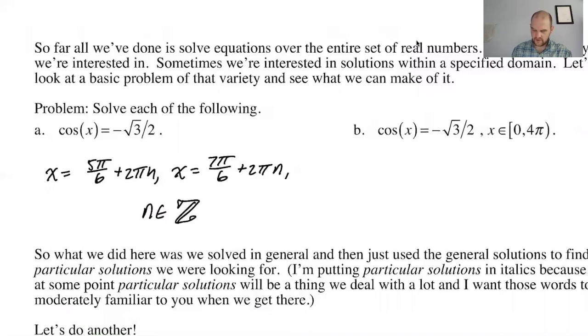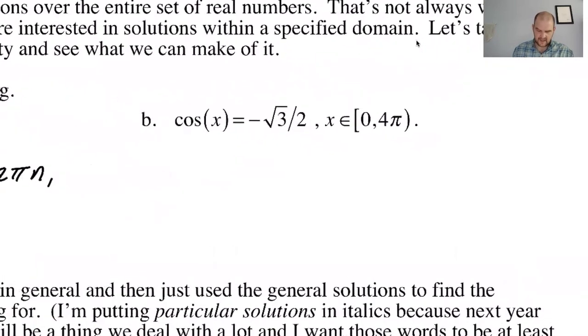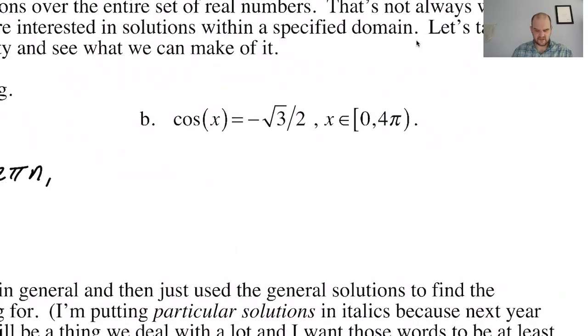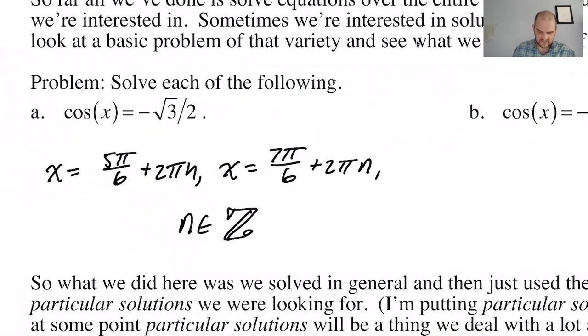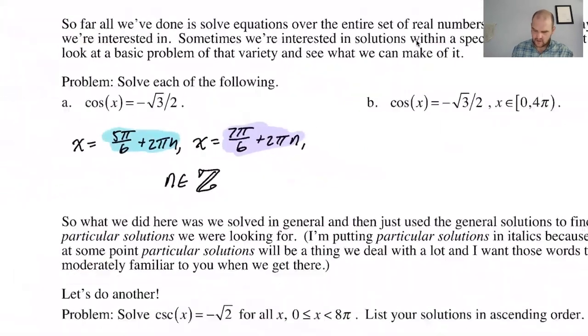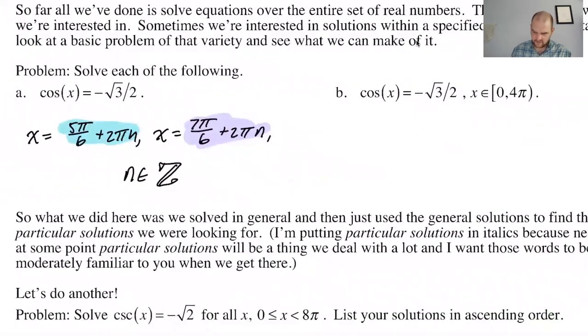So now all we're interested in are the solutions to this. The solutions all look like this. This is every possible solution. Either this, or, and maybe we should write that as 12 pi n just to simplify our lives. We're either going to do this, or we're going to do 7 pi over 6 plus 2 pi n. What if we only want our answers between 0 and 4 pi though?